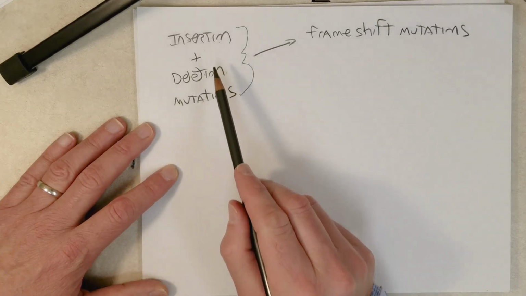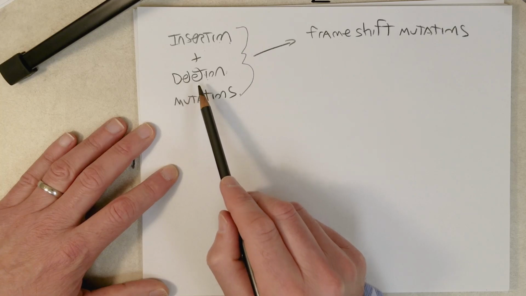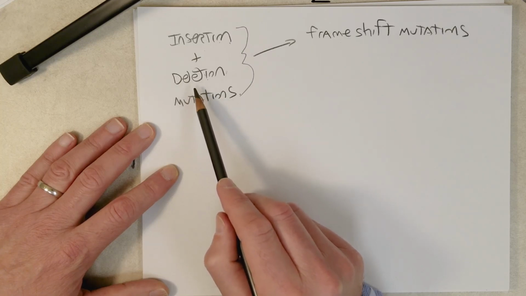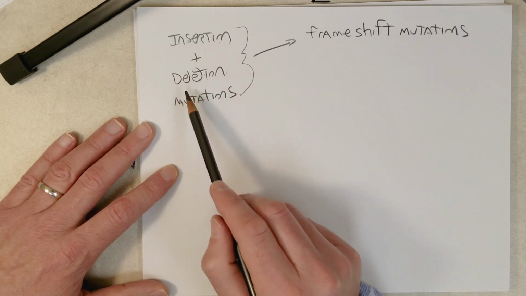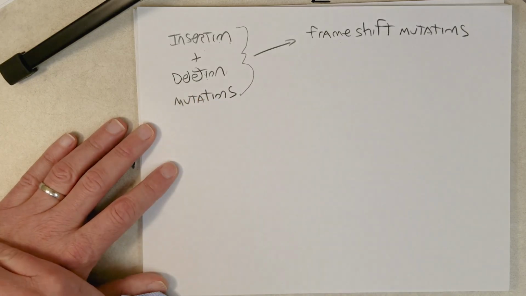Now, insertion and deletion mutations can occur anywhere in the genome. They don't need to be in a gene. They can be between genes. They can be in regions of the genome that don't have many genes at all, like the centromeric regions or telomeric regions.